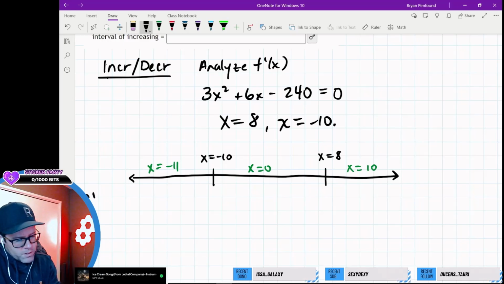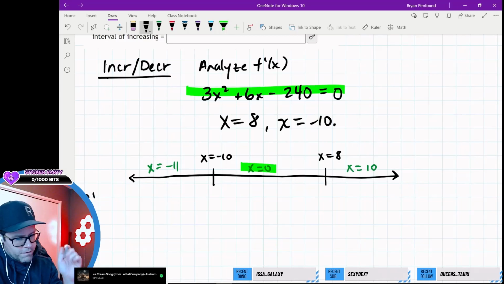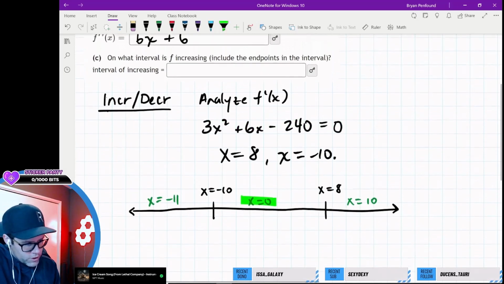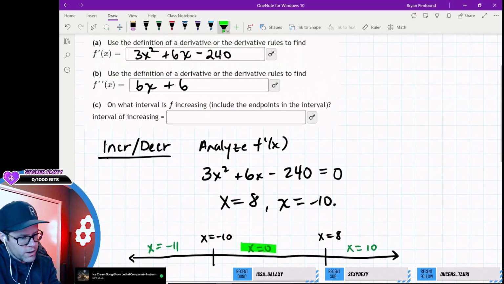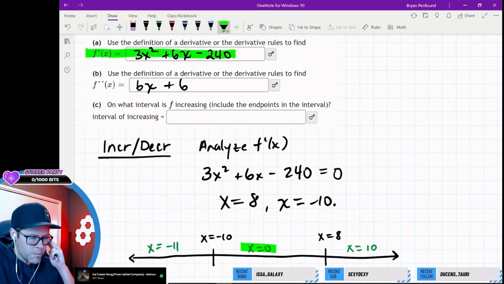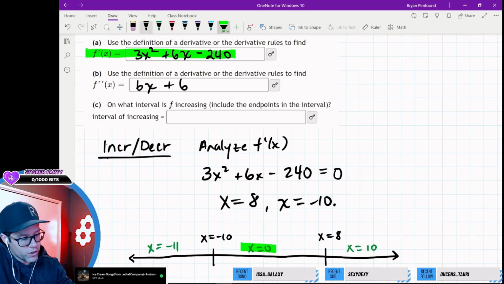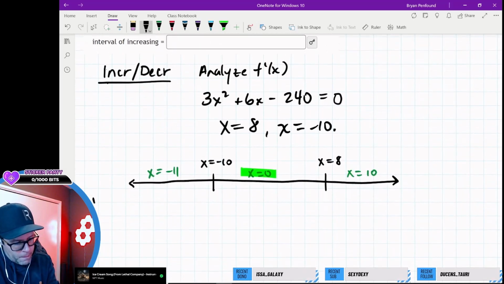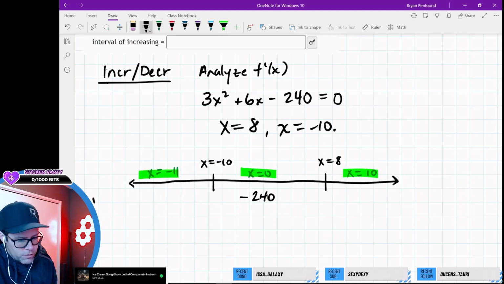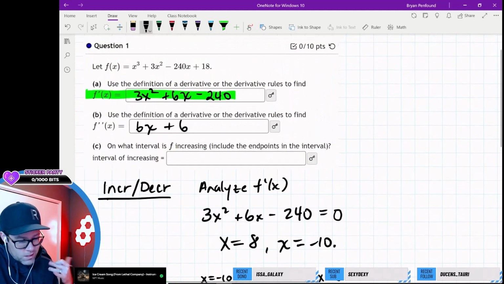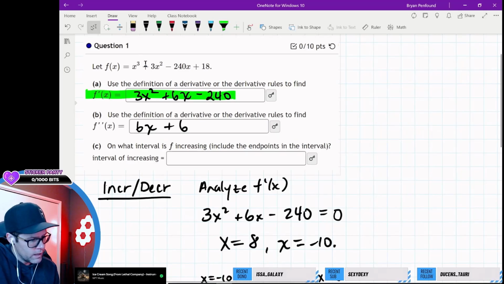So if I take 0 and I sub 0 into my first derivative, I'm going to get, and I should be a little bit careful here, I'm subbing it in here. So if I sub 0 in up here, I should get negative 240. And then we'll just repeat this process with our other two test points as well to get an idea of what the signs look like for my first derivative.